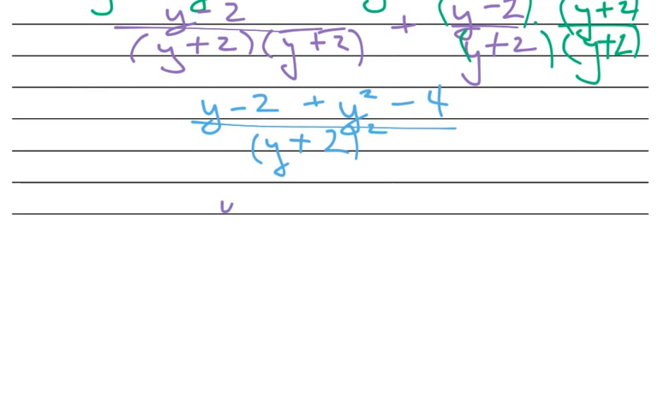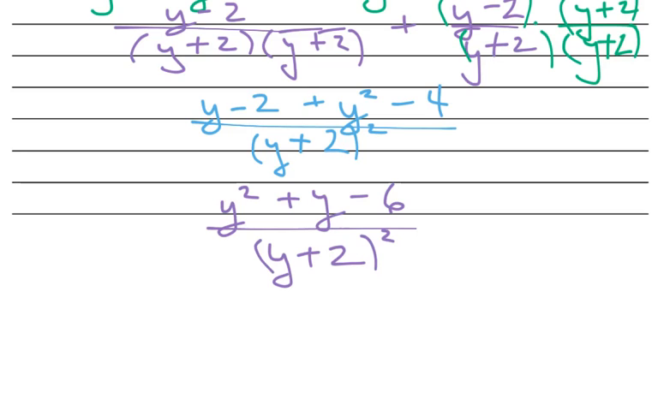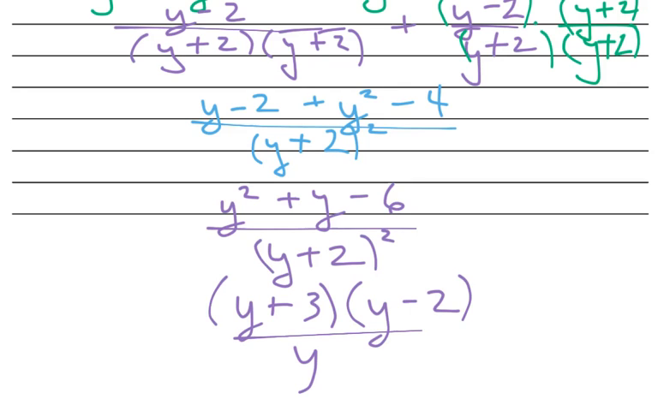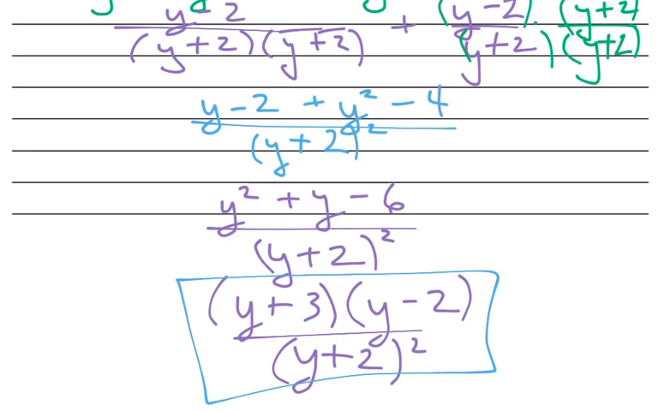Looking from the left to right, I see a positive y squared that I can take to the left. I see a positive y, and then I have minus 2 minus 4 is minus 6 over y plus 2 quantity squared. Now I look at this and I'm saying, what are the factors of negative 6 that add up to positive 1? So I'm going to write this as y plus 3 times y minus 2 over y plus 2 squared. And that last step is necessary to factor because you never know, you might end up canceling something out in the denominator, in which case you would be closer to having a simplified answer.